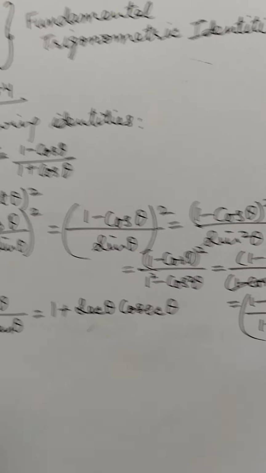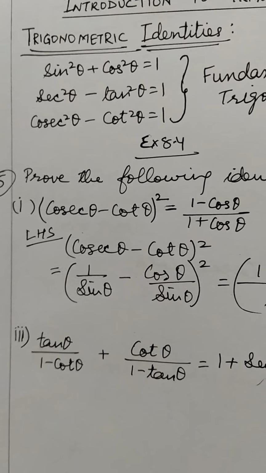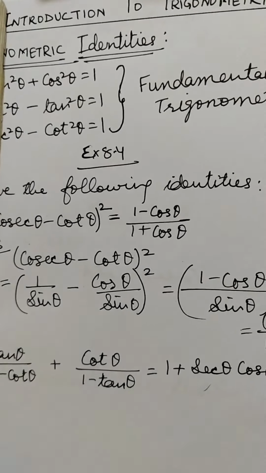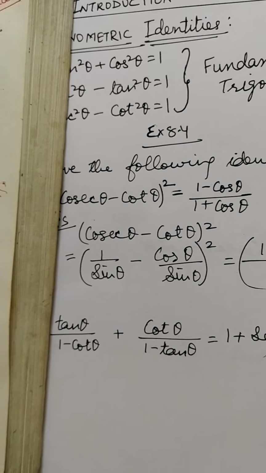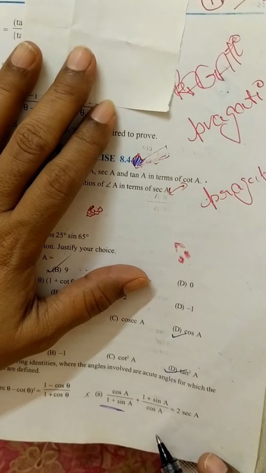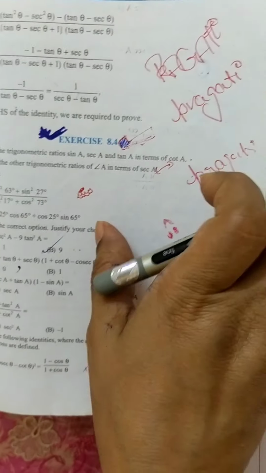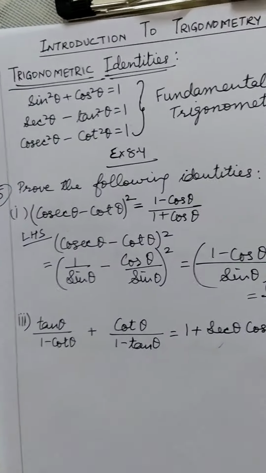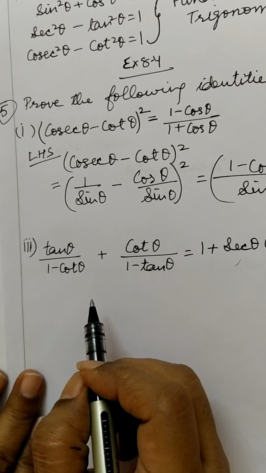Now we come to our third part, because the second part of this question is very simple. You can just take the LCM on the left hand side and simplify by using the identities wherever applicable. Third part is a little difficult. It is mostly asked for 4 marks.